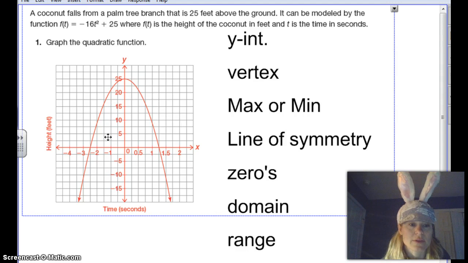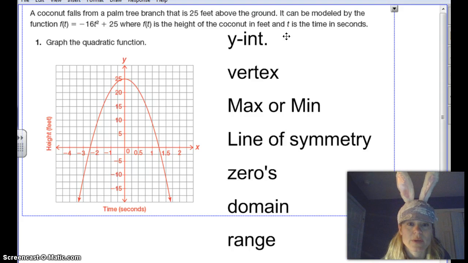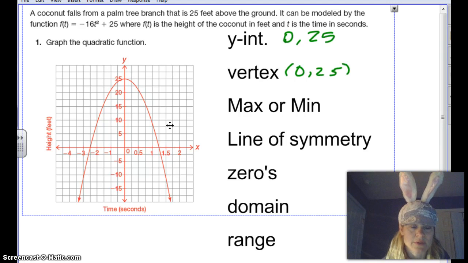types of information about the quadratic, we could definitely say that the y-intercept is at 25. So up here we would have 0, 25. And then our vertex is at the same spot at the very top. So it's 0, 25. It goes down, so it has a top. So its maximum is 25. The line of symmetry that cuts it straight through the middle is the y-axis. So that's going to be x equals 0.